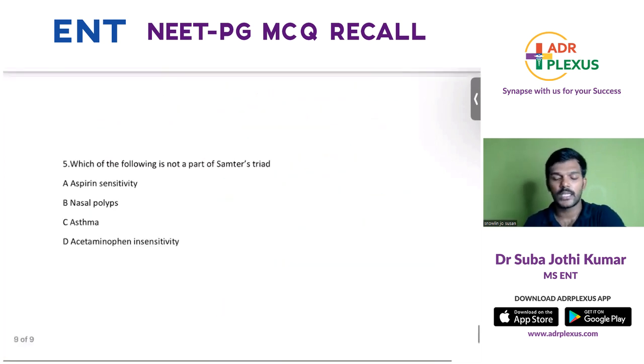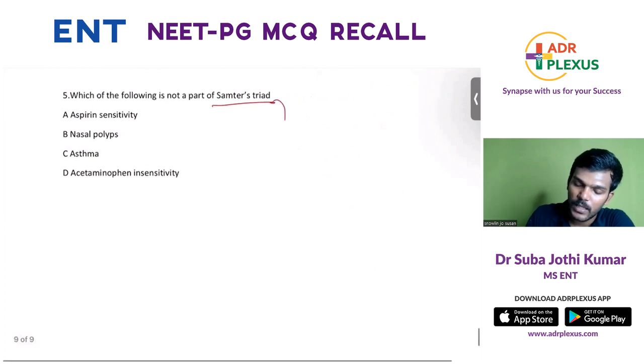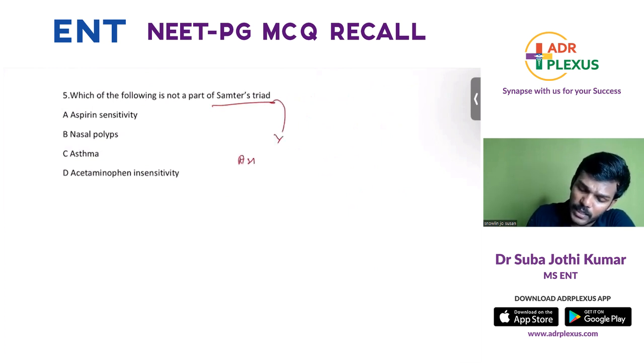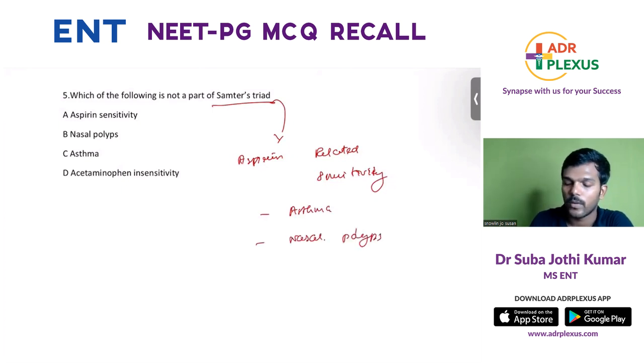The last question that has been asked in ENT is, which of the following is not a part of Samter's triad? Samter's triad is basically for aspirin related sensitivity with asthma and nasal polyps. So this is the description of Samter's triad. I hope most of you answered this correctly. So which is not a part of Samter's triad? This is a part, this is a part, this is a part. Acetaminophen sensitivity is not a part of Samter's triad.